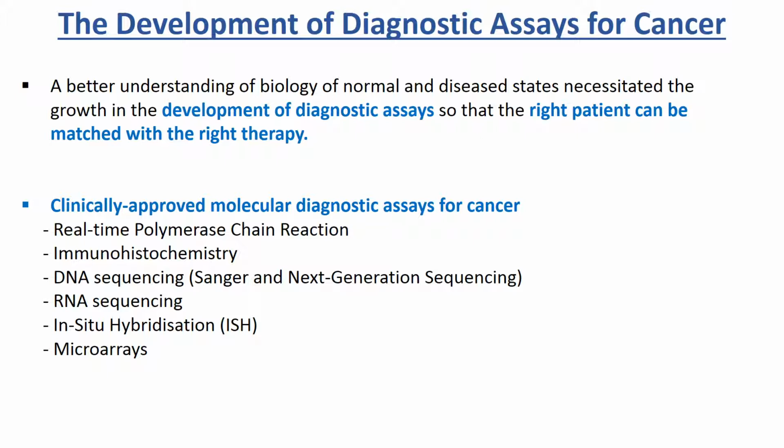While there has been a revolution in the development of new treatments for cancer, there also needs to be development of diagnostic assays so that the right patient can be matched with the right therapy at the right time. Clinically approved molecular diagnostic assays for cancer include real-time polymerase chain reaction, immunohistochemistry, DNA sequencing including Sanger and next-generation sequencing, RNA sequencing, in situ hybridization and microarrays. We will discuss many of these assays in the next lecture.